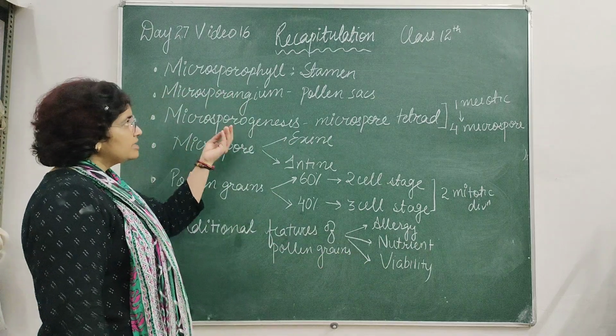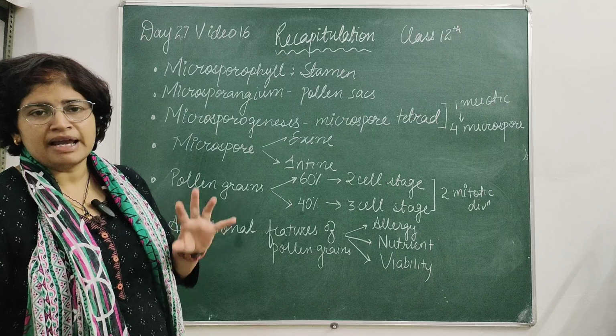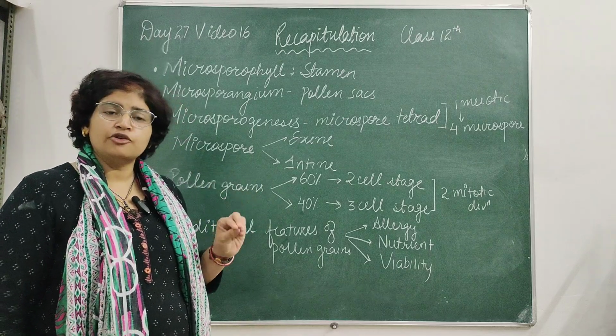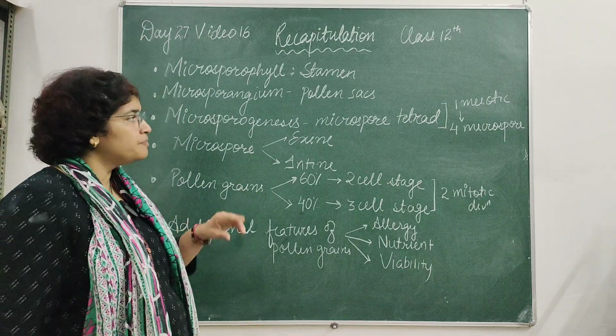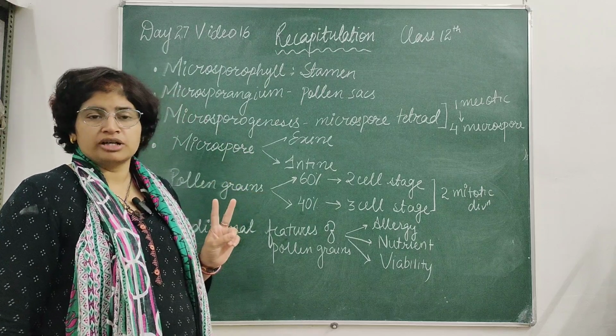So this is a recapitulation video of microsporophyll, or the formation of the male gametophyte, where for the formation of the male gametophyte, it will undergo one meiotic division and two mitotic divisions.